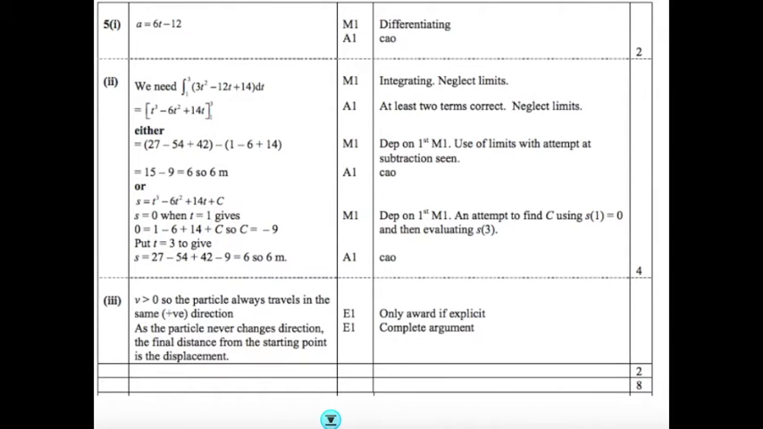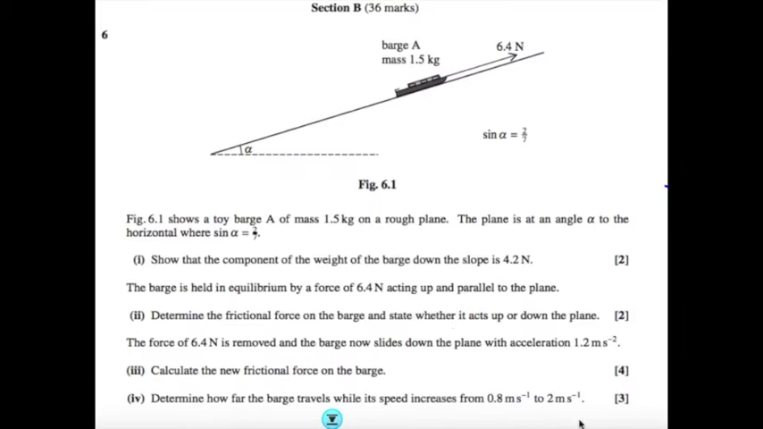So you need to say v is greater than 0, so the particle always travels in the same direction, which gets you 1 mark. And another mark: as the particle never changes direction, the final distance from the starting point is the displacement. So you don't need a huge amount of words.